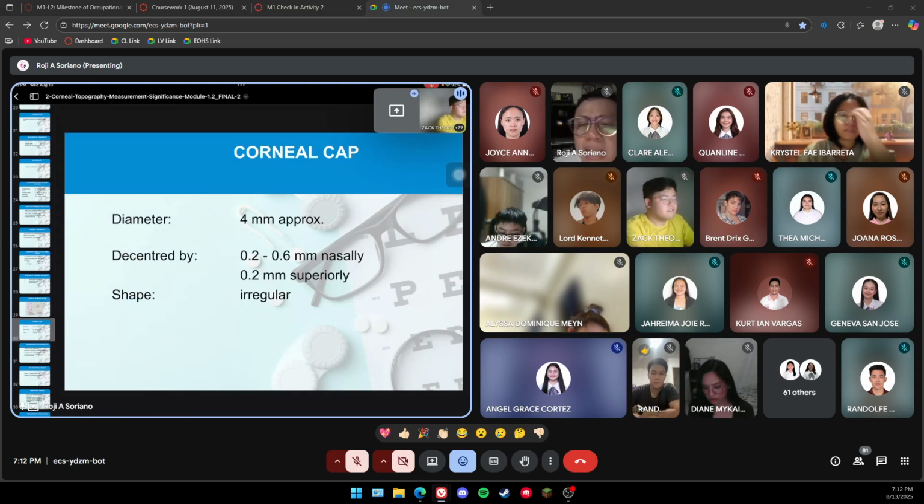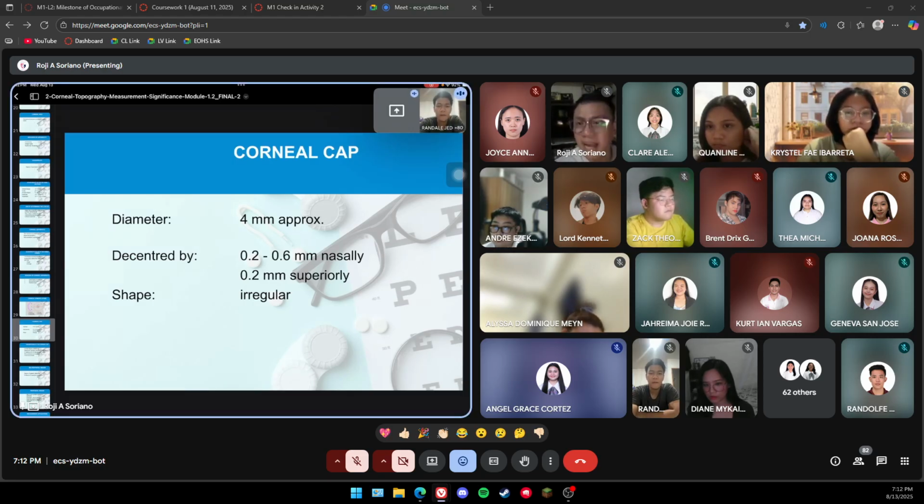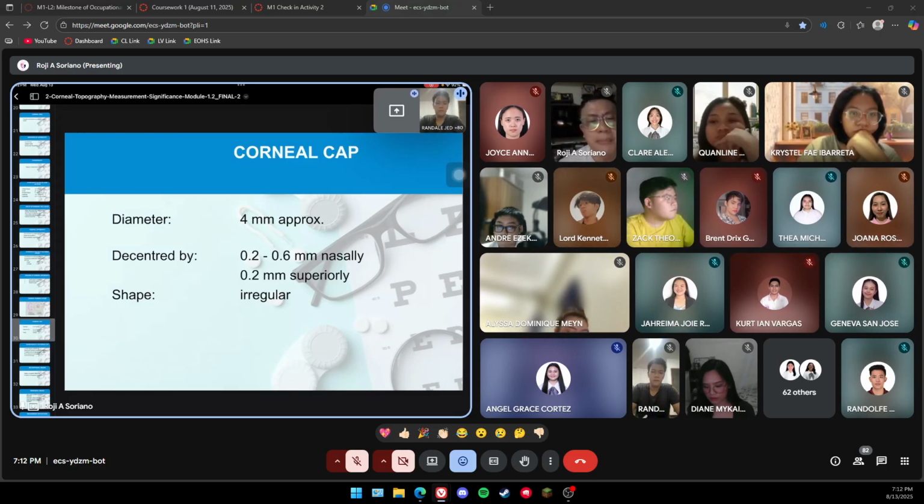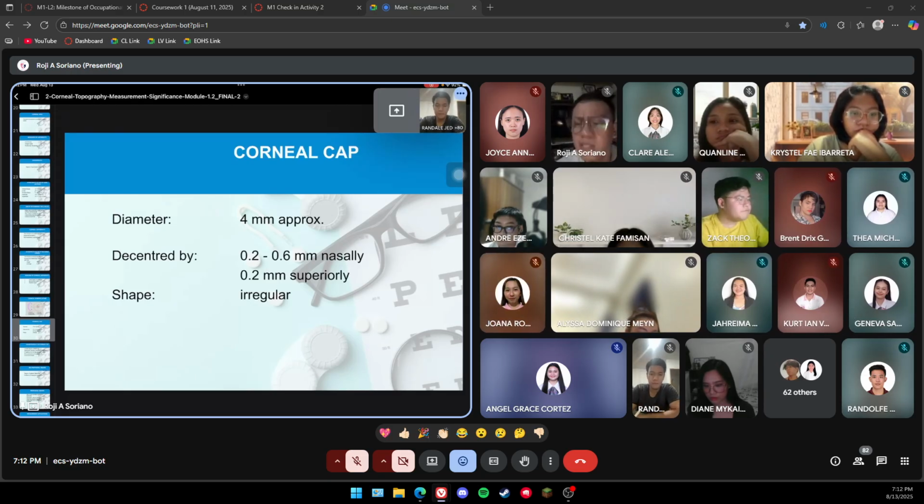Now, your corneal cap is approximately 4 millimeters. Is that what we measure from the keratometer? What are we measuring in keratometer? 3 millimeters. Oh, there you go. Then we're talking about the corneal cap. Correct? All right. So that's what you're measuring when you use the keratometer: the corneal cap. Are you aware of that? Is it the first time you hear the corneal cap?